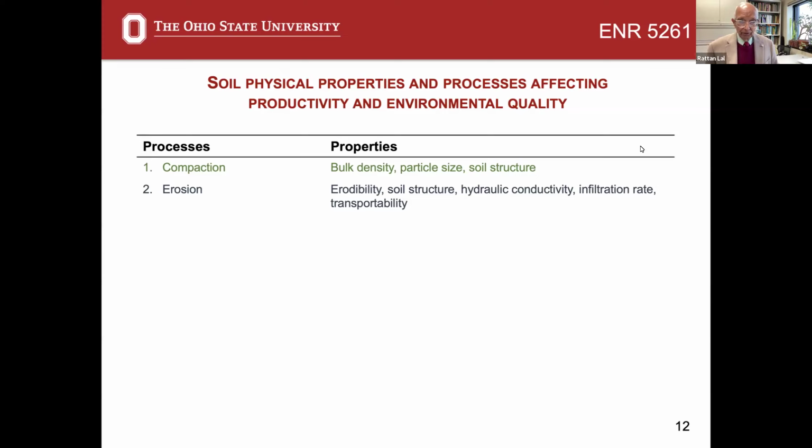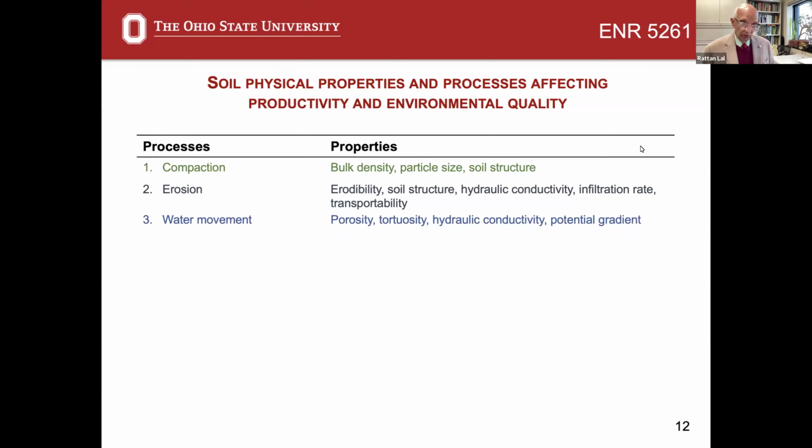Hydraulic conductivity is the ability of the soil to transmit water. Infiltration rate is when the water passes from the air-soil interface into the soil. And then we have the transportability of the soil, in terms of sediment being transported by water in runoff, or sediment being blown away by wind in wind erosion. So this is erosion and the properties that affect it.